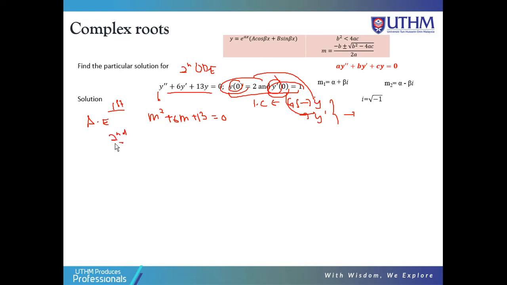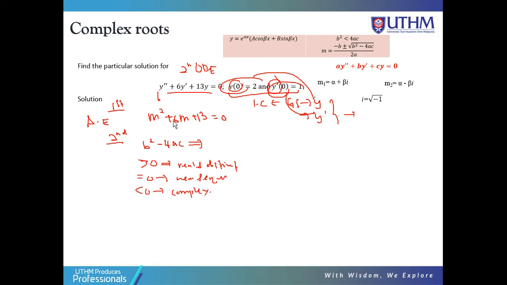Second step, you need to compute b squared minus 4ac to check whether the roots are complex, real distinct, or real equal. If the answer is larger than 0, that means the roots are real and distinct. Equal to 0, that means the roots are real and equal. Less than 0, that means the roots are complex. Okay, so you need to check here.